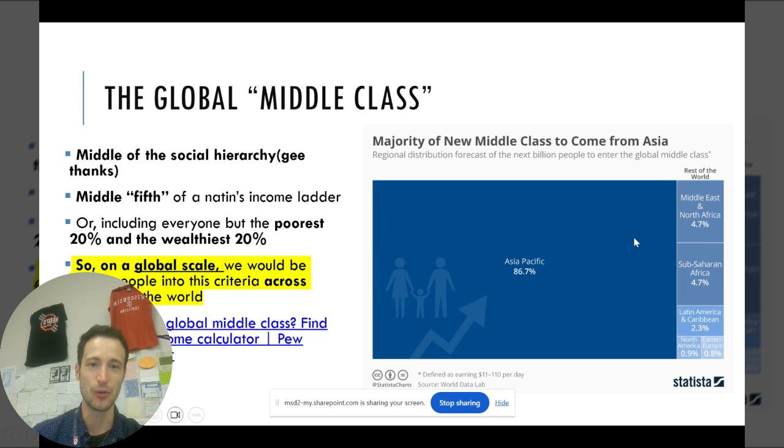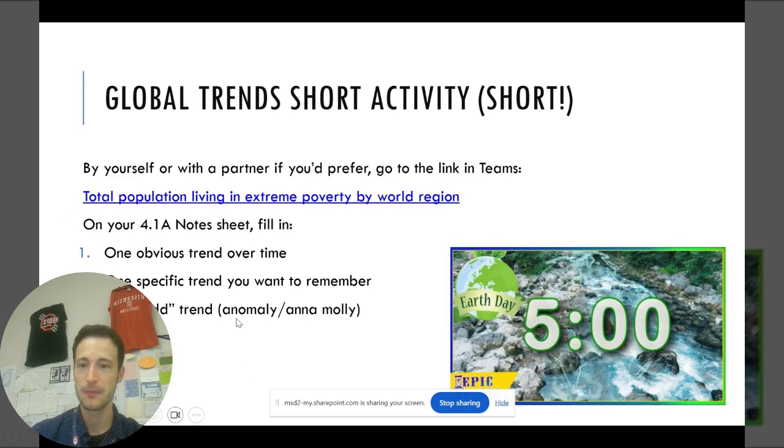You see the majority of the growth in the global middle class over time has come in Asia and the Pacific. You see in the rest of the world, Africa is still kind of lagging behind, and then Latin America and the Caribbean is 2.3% as well. But the global middle class is growing, and a lot of that growth is happening in Asia and the Pacific.